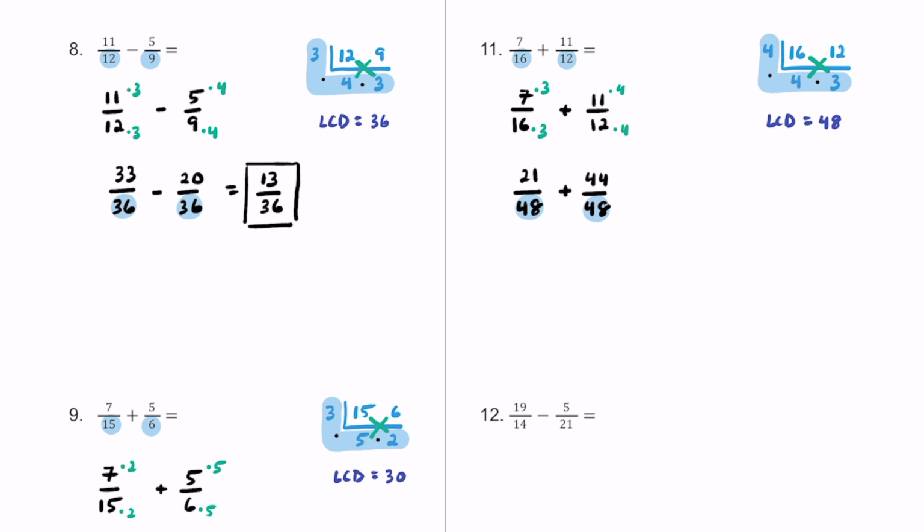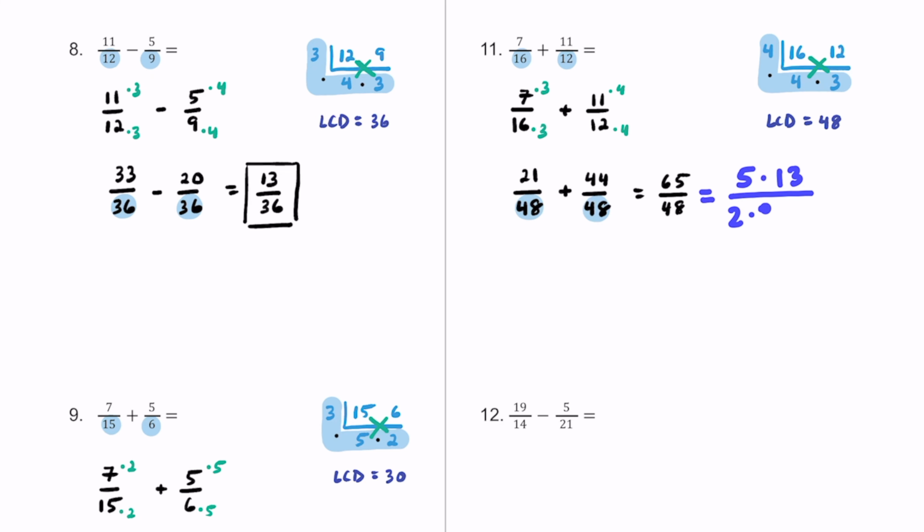So 21 plus 44 should be 65, I believe, over 48. Now at this point, we should maybe check to see if we can simplify this a little bit. Let me just show you, 65 can divide by 5, it's 5 by 13, and I don't think either of those numbers are factors of 48, right?